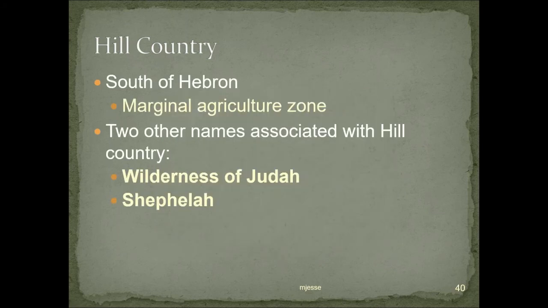South of Hebron, the hill country gives way to the Negev, home for part of the patriarchal period. And this is an area known for being a marginal agricultural zone. It can support a large population if it's well managed. Two other terms which are frequently associated with the hill country are the wilderness of Judah, and that's the barren area that runs along the Dead Sea, and also the term Shephelah, which refers to the foothills between the hill country and the coastal plains.